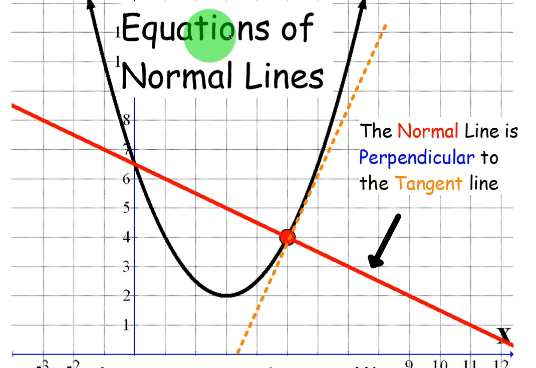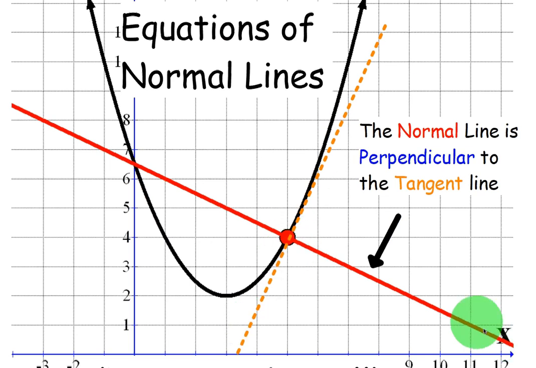Now we're going to look at equations of normal lines. It's important to understand that the normal line is just the line that is perpendicular to the tangent line at the point where the tangent line intersects the curve. So for example, if we have this dotted line which represents the tangent line, notice it's tangent at this red point, meaning it hugs the curve at that point.